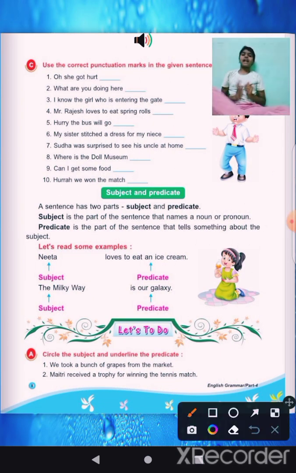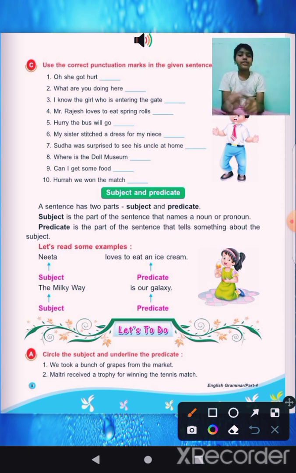Subject and predicate. A sentence has 2 parts. A sentence is divided into 2 parts, that is a subject and a predicate. So what is a subject? Subject is the part of the sentence that names a noun or a pronoun. Next, predicate is the part of the sentence that tells something about the subject, like what the subject is doing at this particular time.